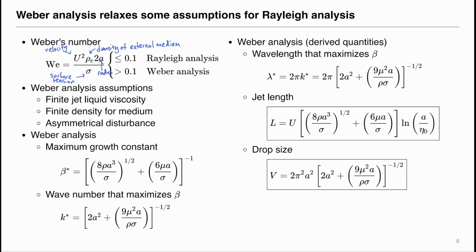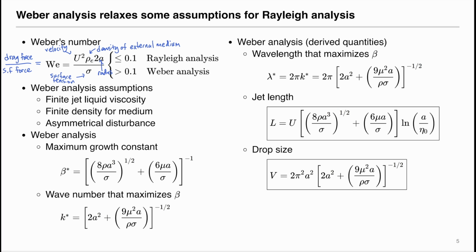The Weber number can be interpreted as the drag force divided by the surface tension. So we use Rayleigh analysis when the Weber number is lower than 0.1, that is, when drag force is negligible compared to the surface tension. However, if the Weber number is greater than 0.1, where the drag force is significant compared to the surface tension force, we will use the Weber analysis.